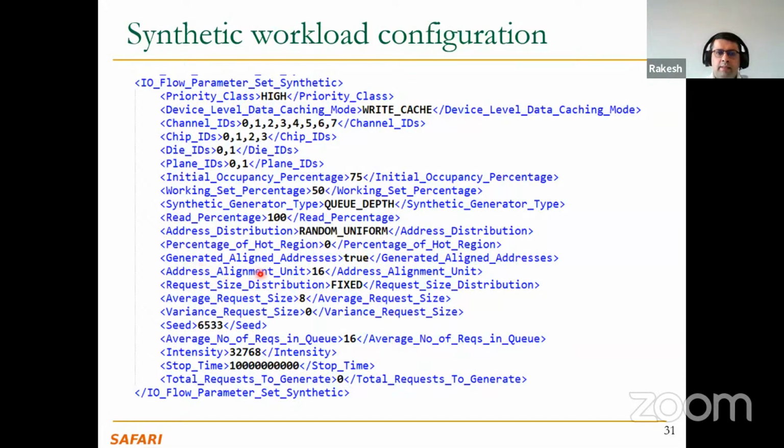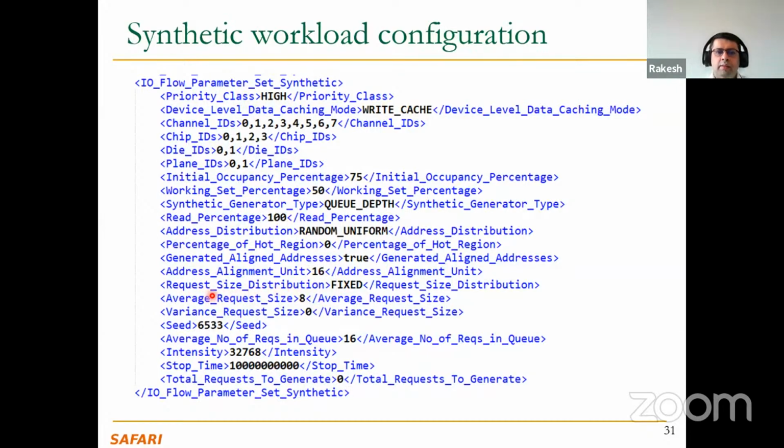And the address alignment unit tells us what is the size, or how many sectors the address should be aligned to. So here this value is the number of sectors. So if it's 4K, then it means 8. We'll have to provide 8 sectors, and all the addresses will be 4K aligned.